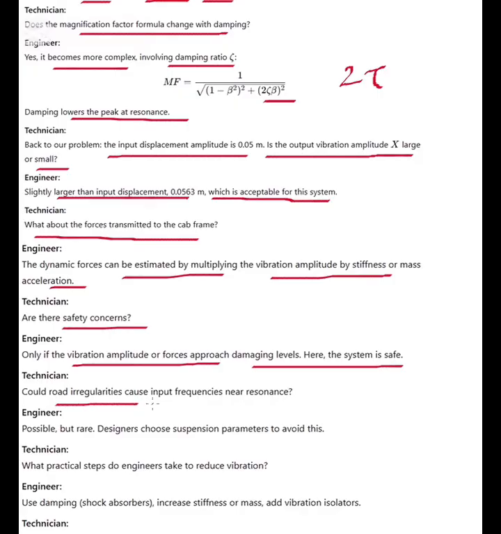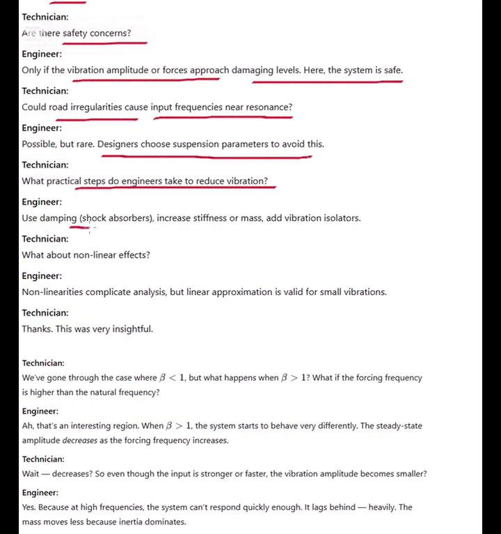Road irregularities make input frequencies near resonance possible. Designers choose the suspension parameters to avoid this. What practical steps do engineers take to reduce vibration? Use damping, increase stiffness or mass, or use vibration isolators. What about nonlinear effects? Nonlinearity is complicated analysis, but linear approximation is valid for small vibrations.